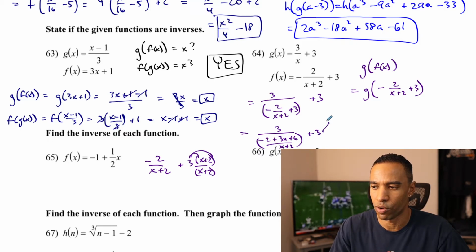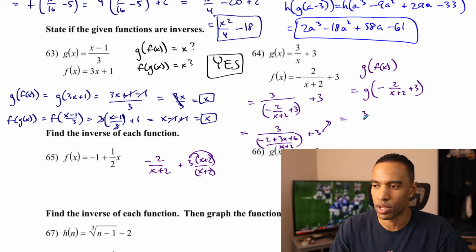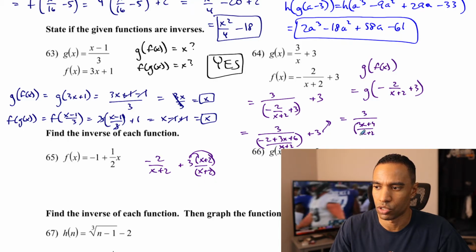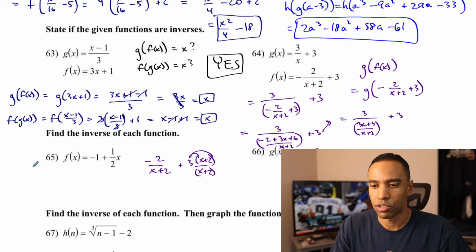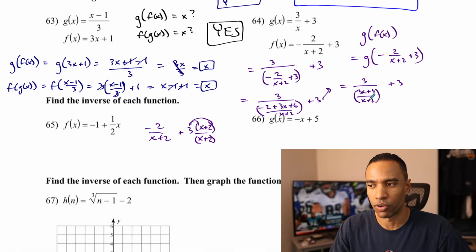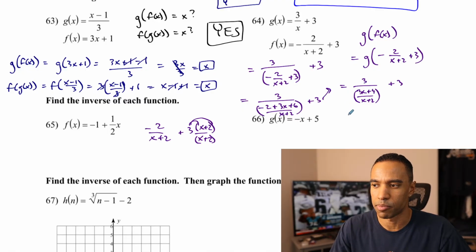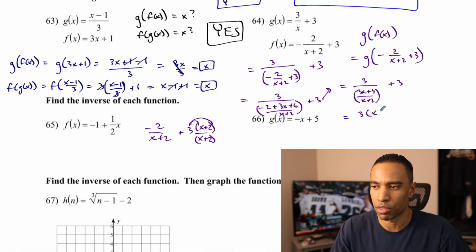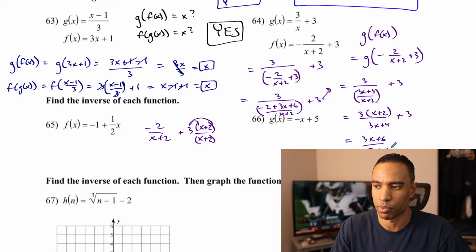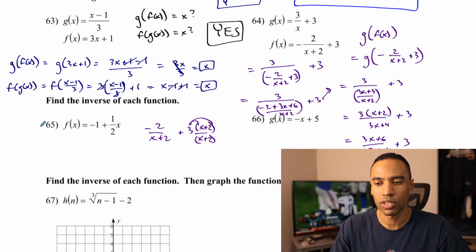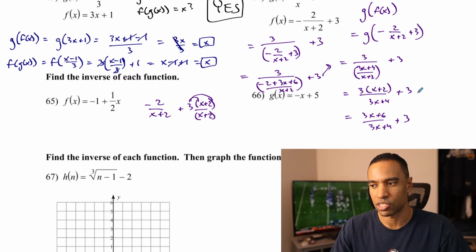Negative 2 plus 6 is 4. So that equals 3 over (3x plus 4 over x plus 2), plus 3. Dividing by this fraction is multiplying by its reciprocal. That means the x plus 2 can come up top and multiply by that 3. 3 times x plus 2 over 3x plus 4, plus 3, which is 3x plus 6 over 3x plus 4, plus 3. Doesn't look like that thing's going to cancel out and just become x in any sort of way.